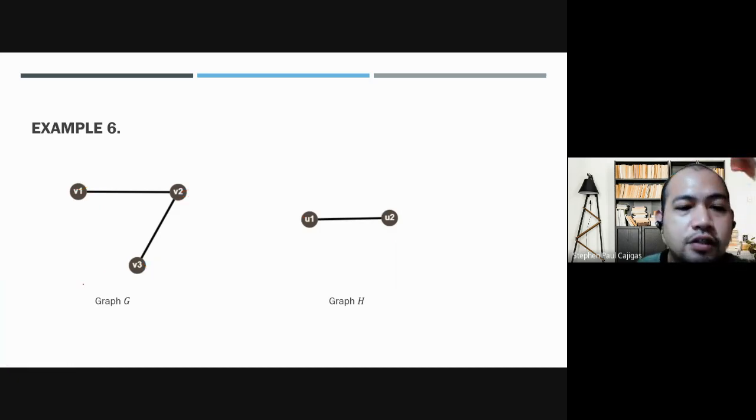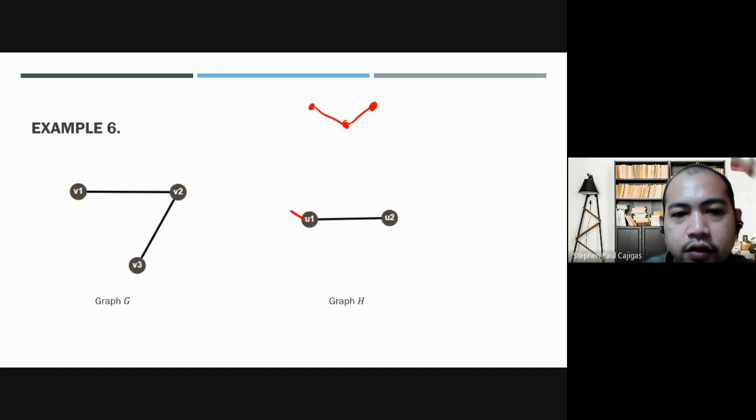Okay, there. So the first one is H. That will be the one to make copies of G. So meaning we should have another copy here of G. We will have two copies because we have two vertices in H. So we will have 2 copies of G.